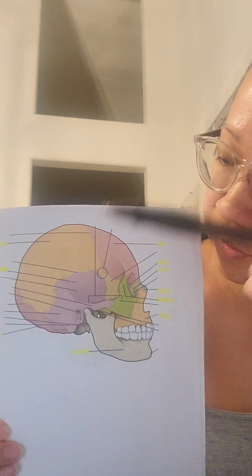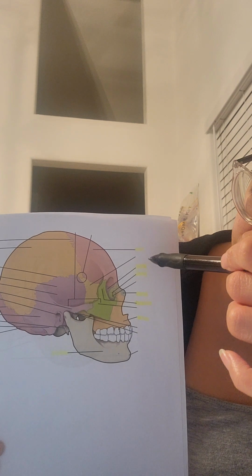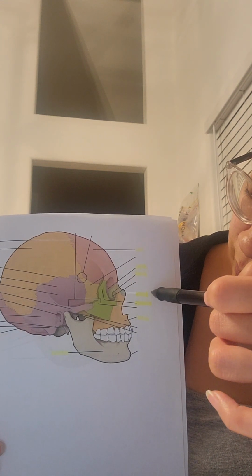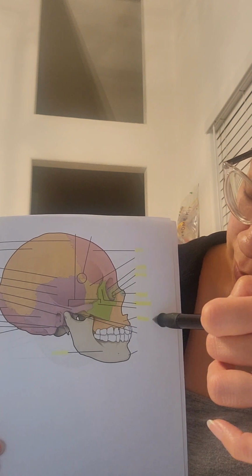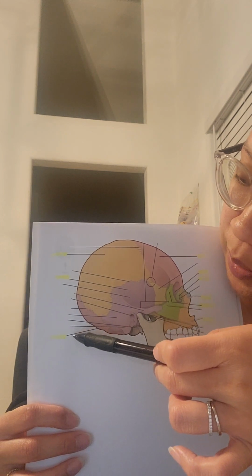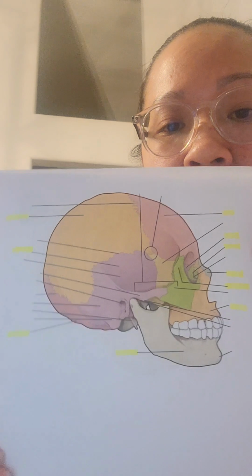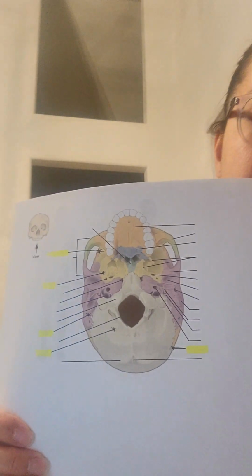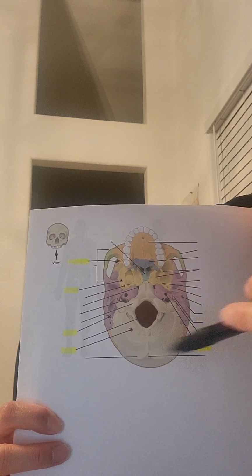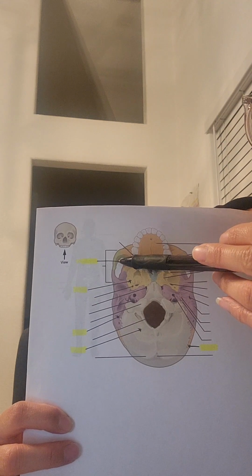This is the lateral view. This is the frontal, the ethmoid, the lacrimal, the nasal, the zygomatic, the maxilla, the mandible, the occipital, the temporal, and the parietal. Here we have the inferior view. This is the parietal, occipital, temporal, sphenoid, and the frontal.